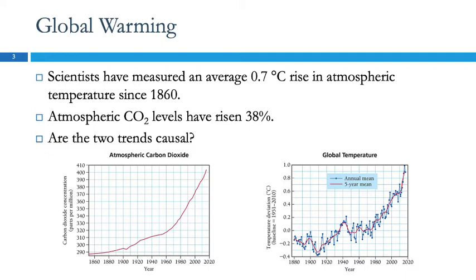So at the writing of this textbook, scientists had measured an average 0.7 degrees Celsius rise in atmospheric temperature since 1860. And here's the graph of average temperature of the Earth in different years. And you can see, that's the blue line with the dots. You can see it goes up and down quite a bit. And in fact, there are larger cycles of movement of the temperature.